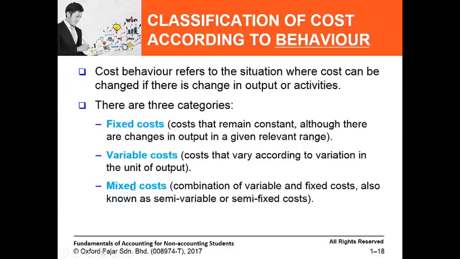Okay, and then for mixed cost, it is a combination of the first and the second cost just now, whereby it is also known as semi-variable or semi-fixed cost. So it has a portion of a fixed cost as well as a portion of variable cost.